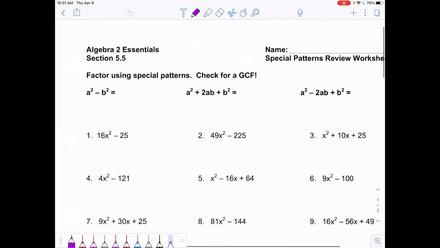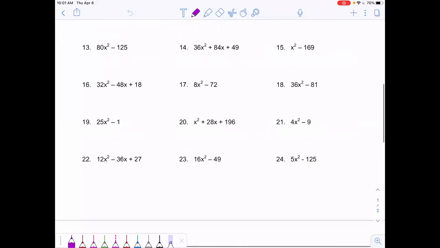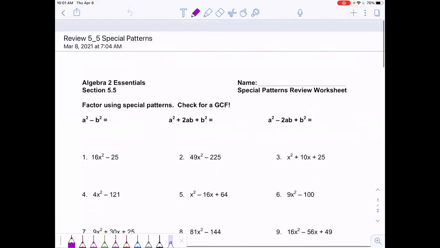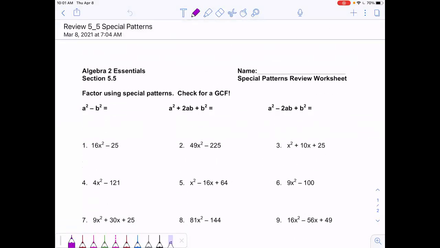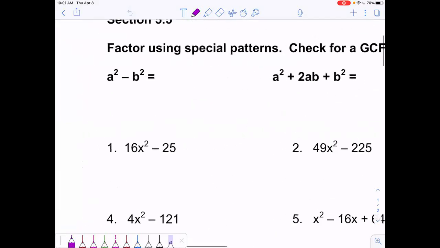So this worksheet has 24 problems. Yikes, 24 problems. But they're fairly quick and you're going to have the entire period to work. Mr. King can go through a couple with you, or he can say, remember, this one has a GCF, this one doesn't. But just at the top, filling in these patterns.